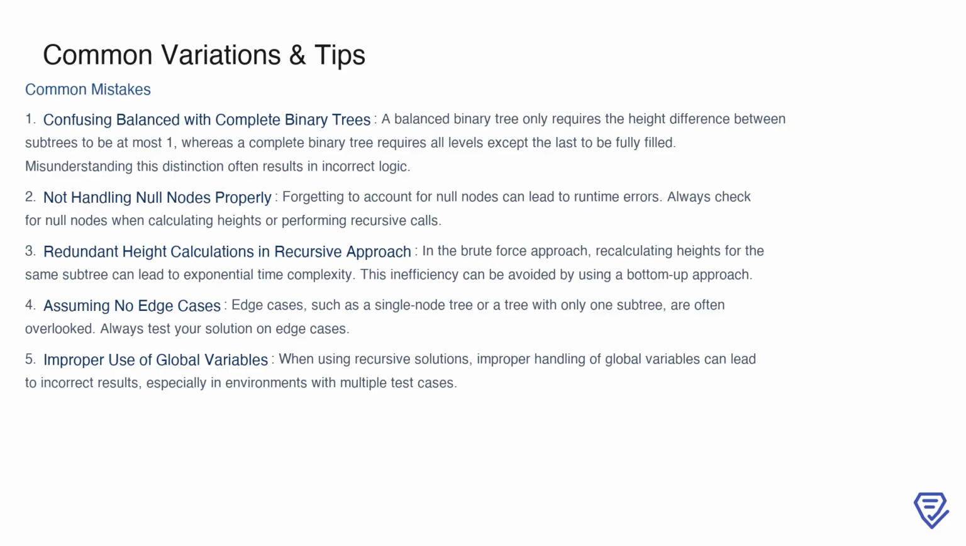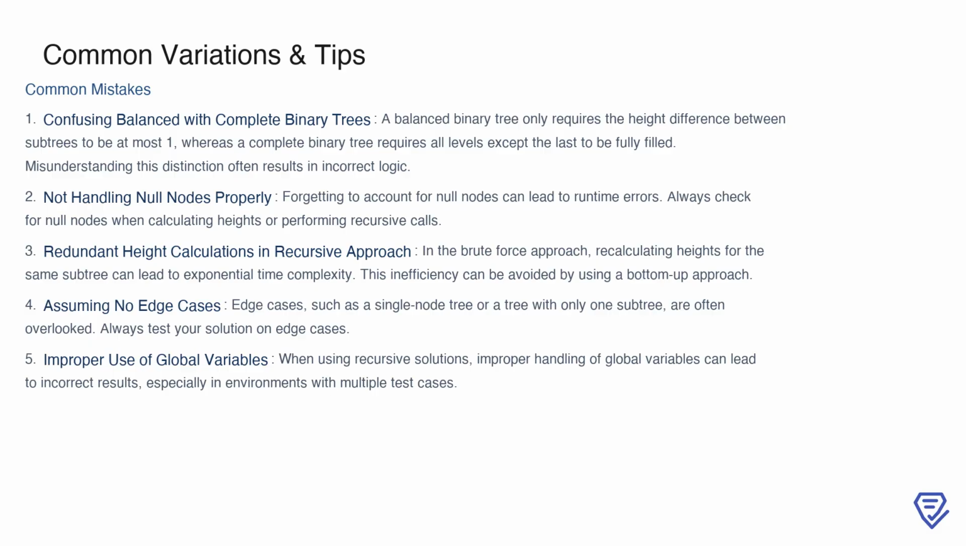Another frequent mistake is neglecting to handle null nodes properly. Forgetting to account for null nodes when calculating heights or making recursive calls can result in runtime errors. Additionally, when using a recursive approach, recalculating the height of the same subtree multiple times can create inefficiencies, leading to exponential time complexity. This issue can be avoided by adopting a bottom-up approach. It's also crucial to consider edge cases like a tree with only one node or a tree with a single subtree, as these are often overlooked.